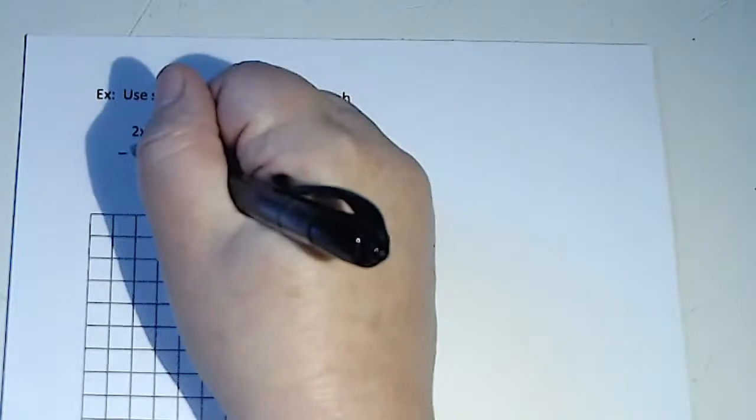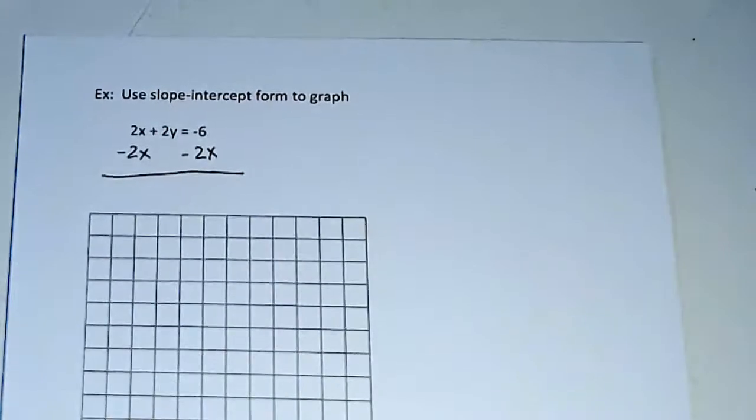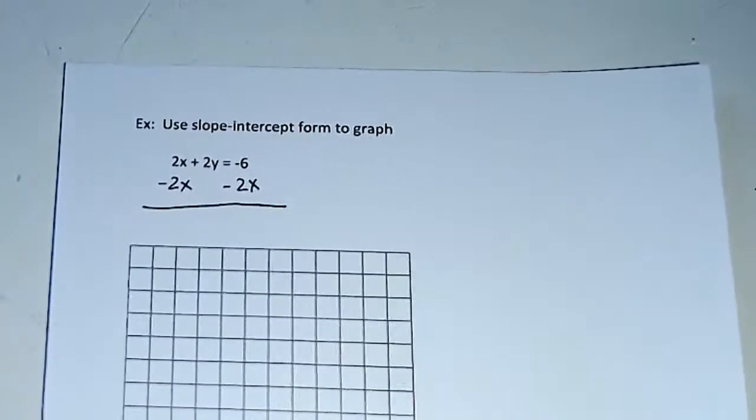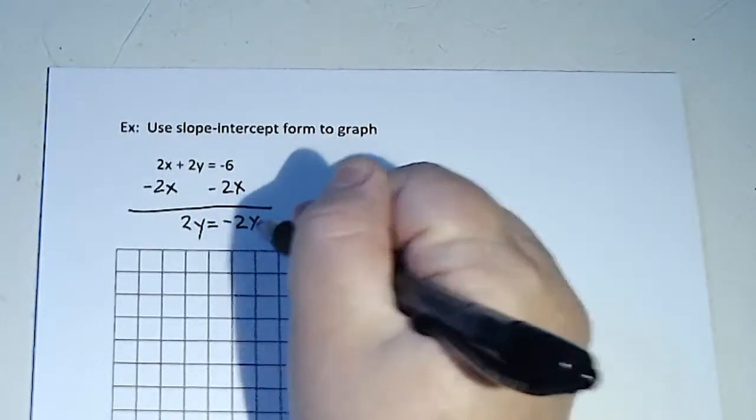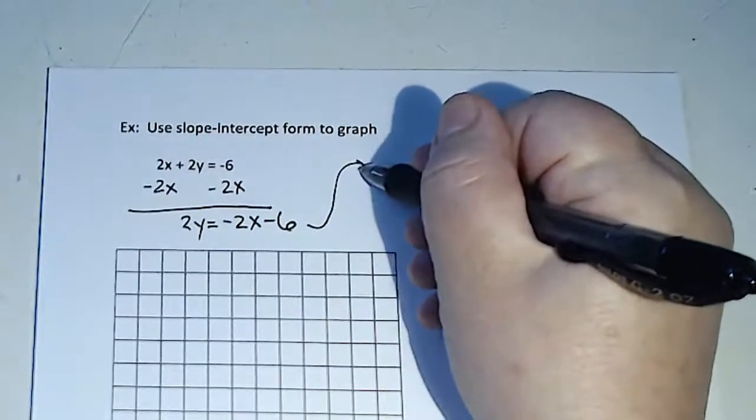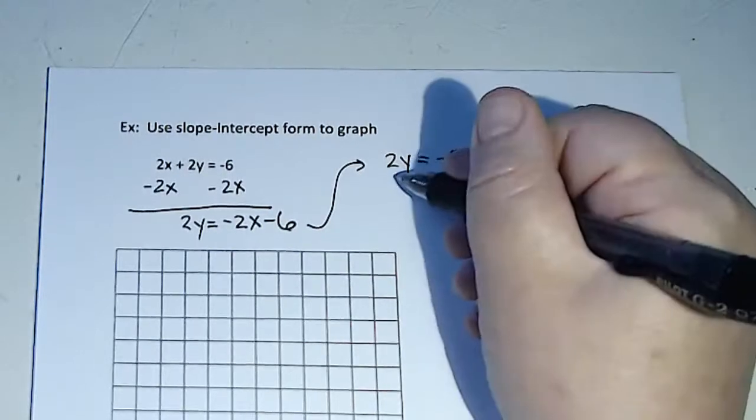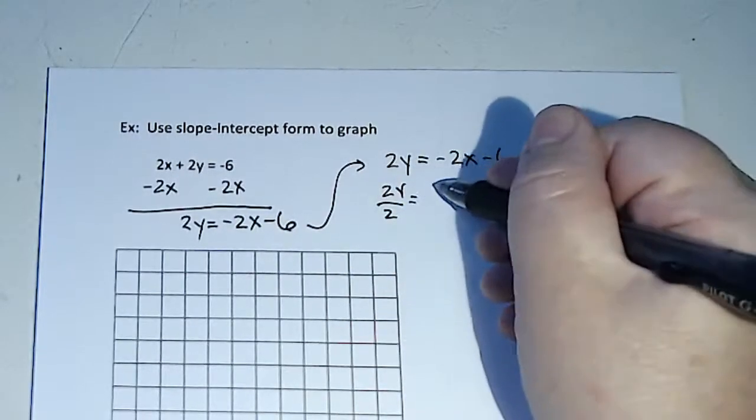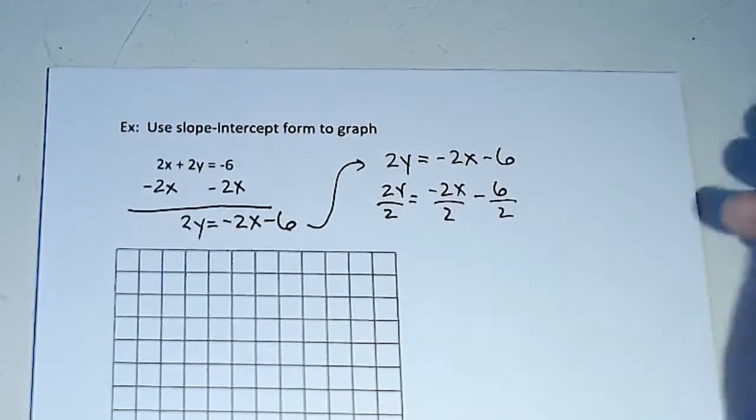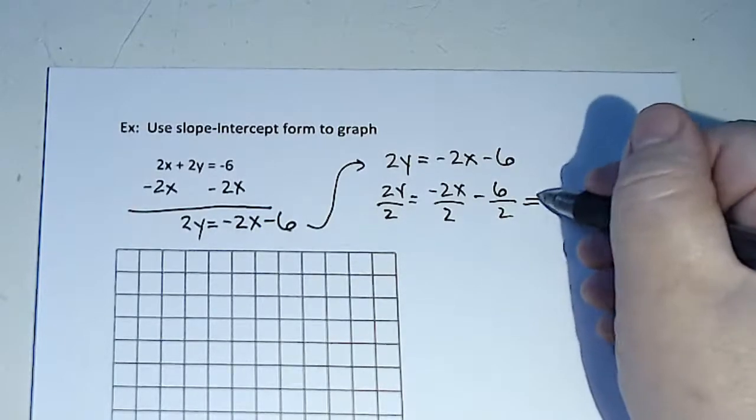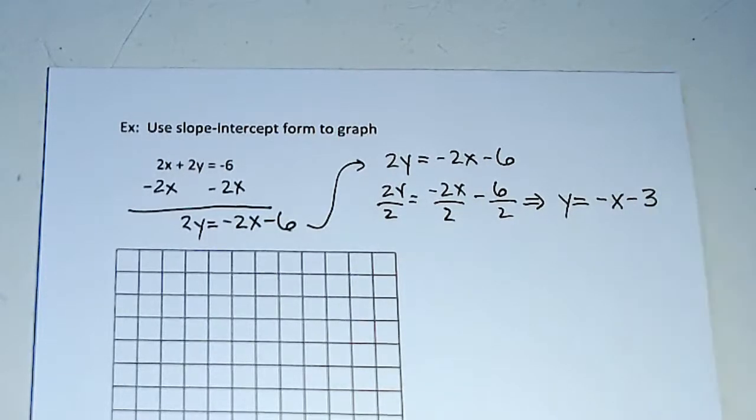Okay, so I'm going to subtract 2x from both sides. So then I get 2y equals negative 2x minus 6. Next thing I'm going to do, I've got 2y equals negative 2x minus 6. I'm going to divide both sides, every term, by 2. Like that. So basically what I'm trying to do is get myself to the point where I've got y equals the opposite of x minus 3.